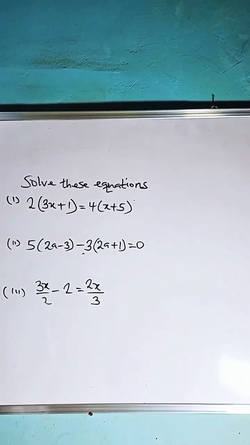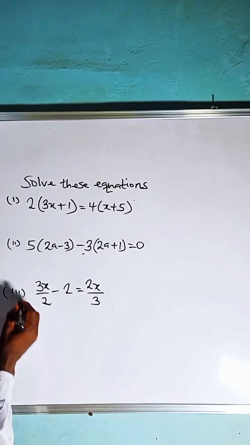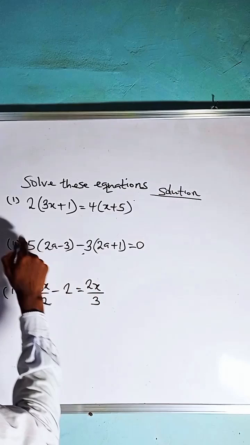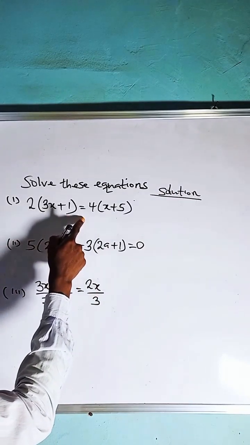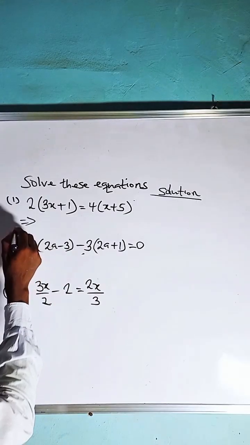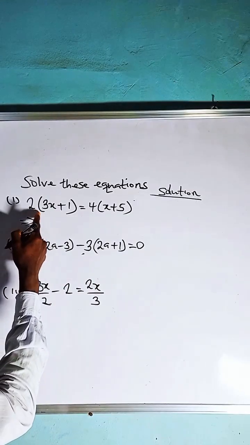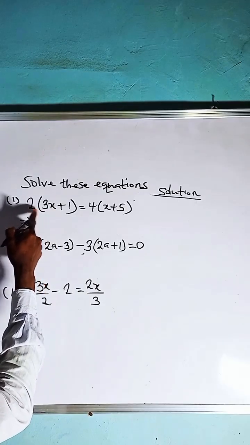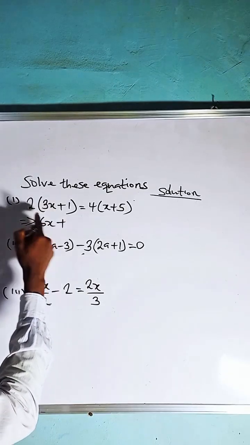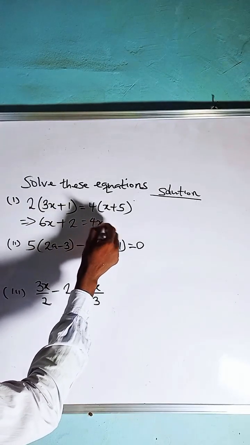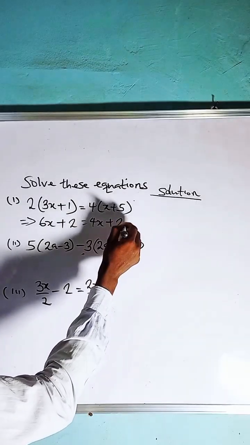The question says solve this linear equation. So we have 3 given sets of linear equations, okay. So how do we do this solution? Okay, so we have 2 into 3x plus 1 equals 4 into x plus 5, okay. So when we have an equation like this, we distribute by multiplying what we have in the bracket with the number outside. So we say 2 times 3x is 6x plus 2 times 1, we have 2, equals 4 times x is 4x, okay, plus 4 times 5 is 20, okay.